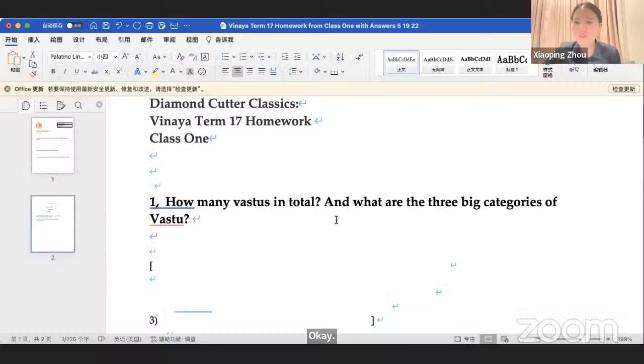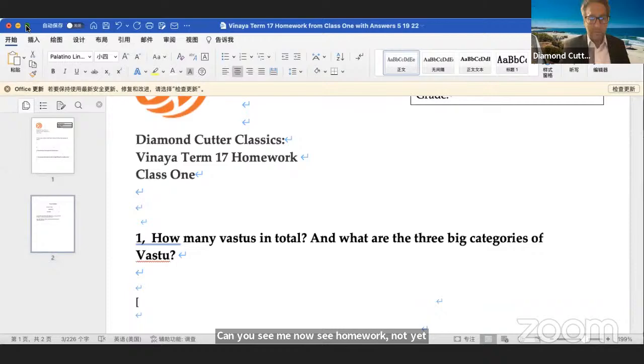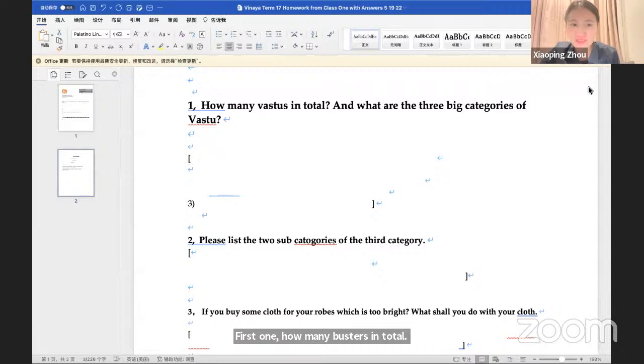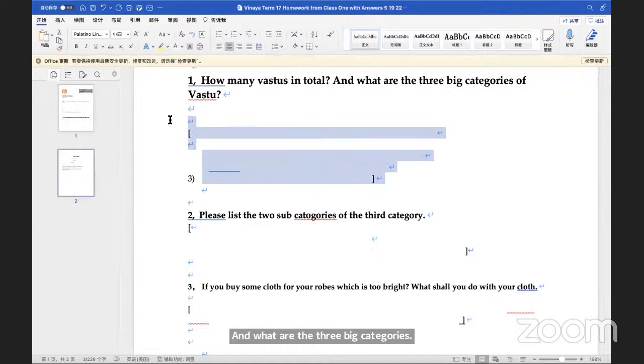Can you see me now? See the homework now? Yep. Okay, so three questions. First one, how many vastus in total? And what are the three big categories? 17? Yes. And what are the three big categories?